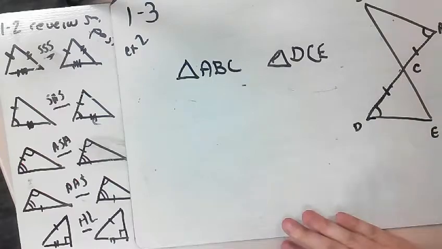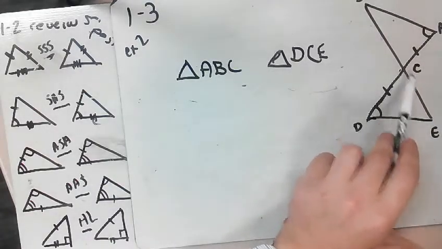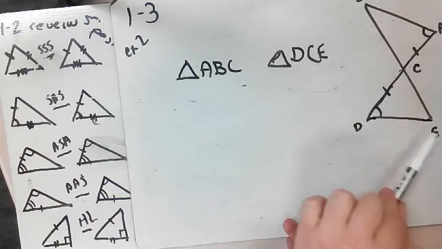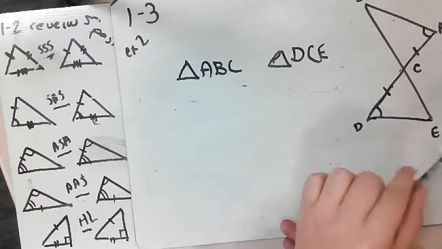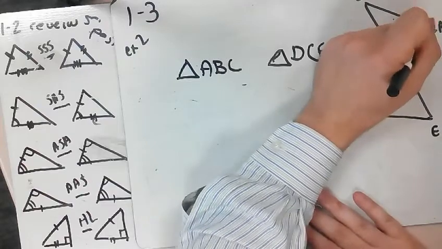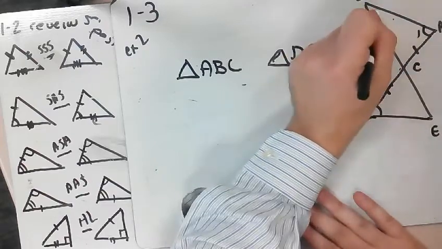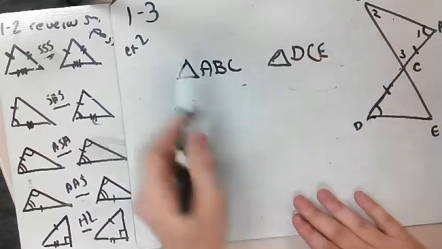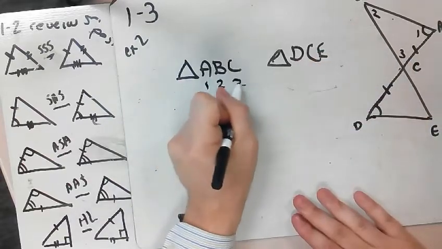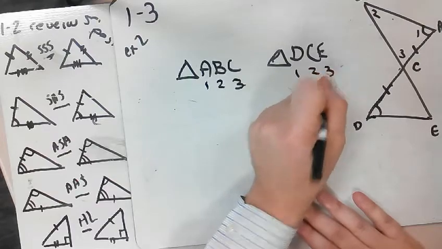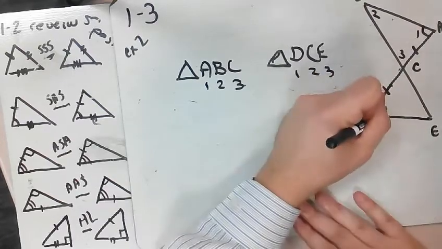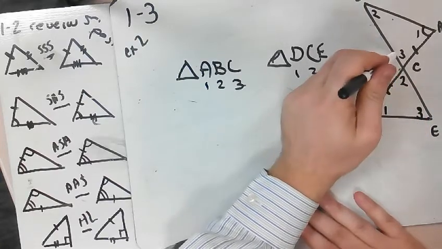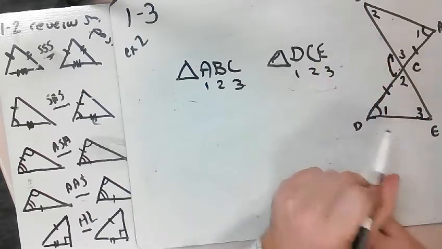A, B, C, D, C, E. All right, let's take a look at that again. A, B, C, D, C, E. So if I number it, it becomes pretty clear that my order is not the same. That's angle 1, 2, and 3, and this is 1, 2, and 3. You see the way these don't match up?